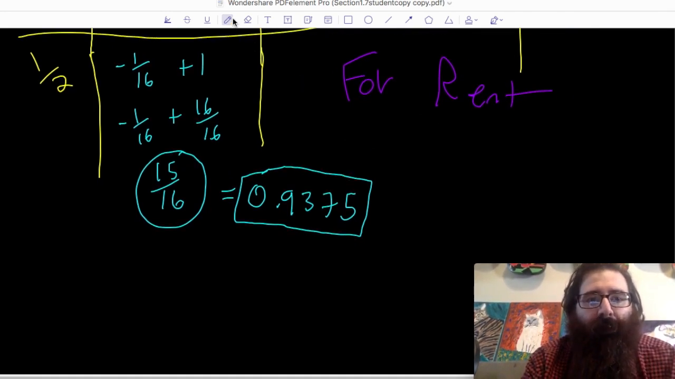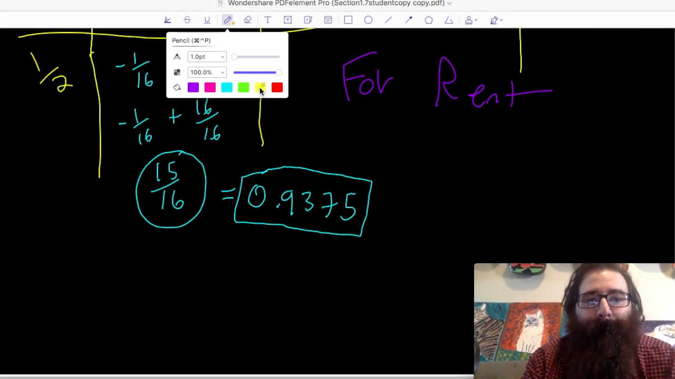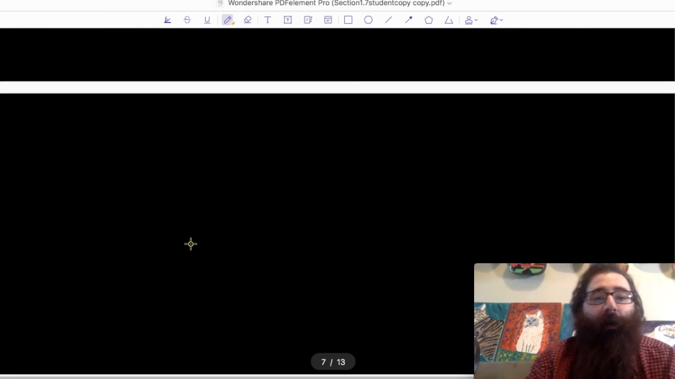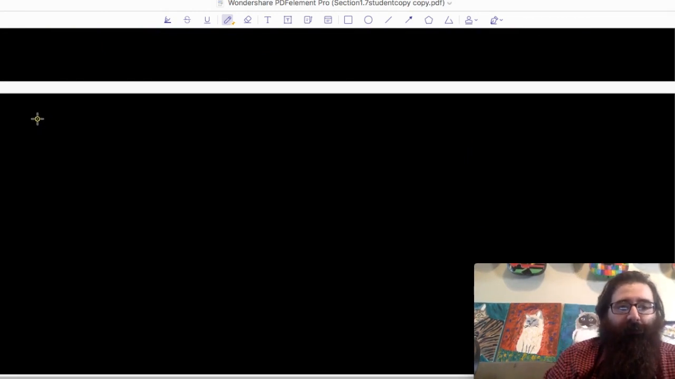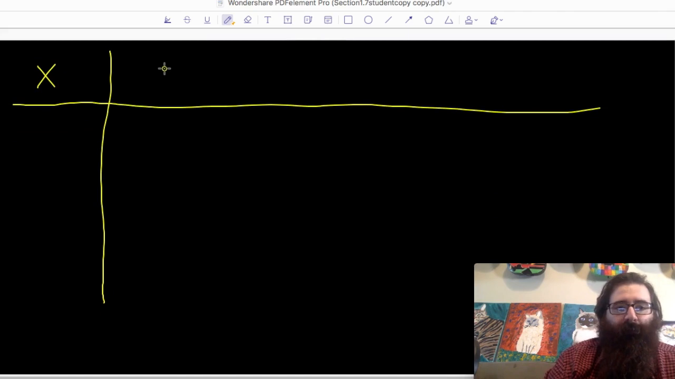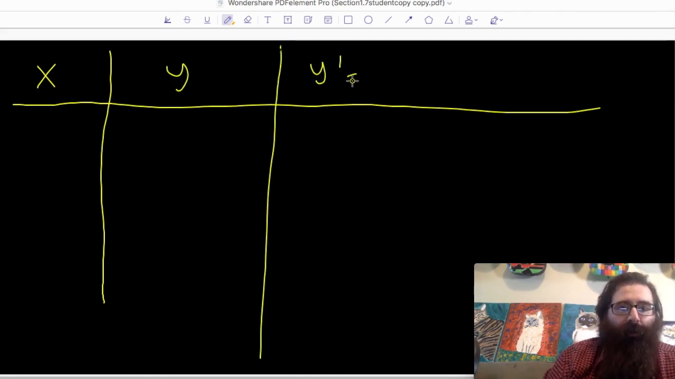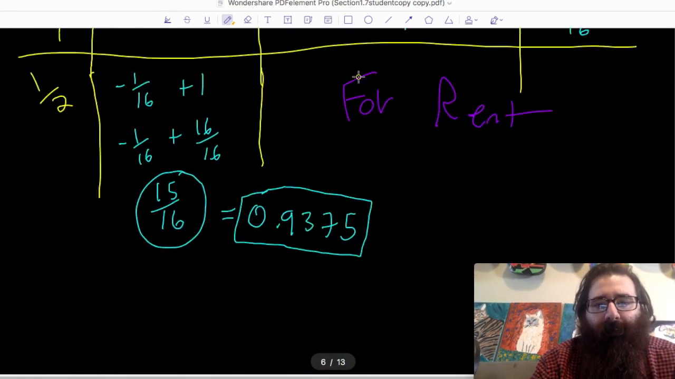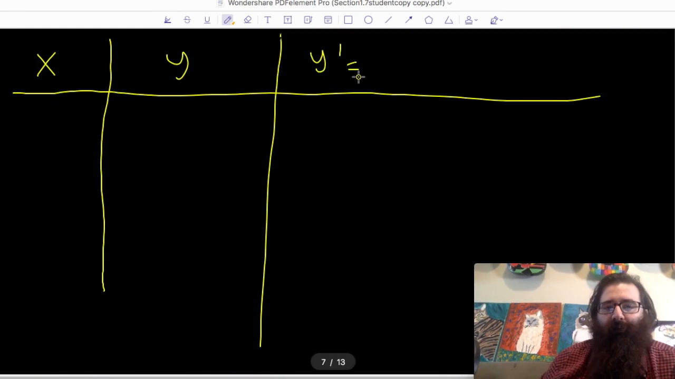So there's Euler's method with step size 0.25 or 1/4. But now we get to do it again, to see if we can improve on what we've done with a step size of 0.1. So x, and then we got y, and y prime. What was that? y minus x minus 1. Yeah, y minus x minus 1 was my differential equation.